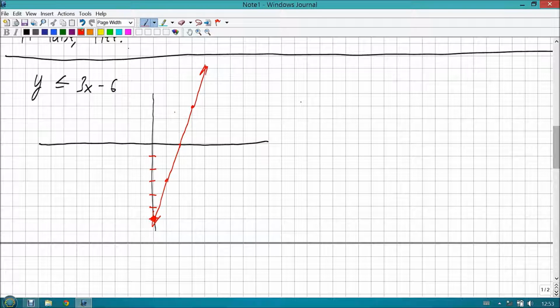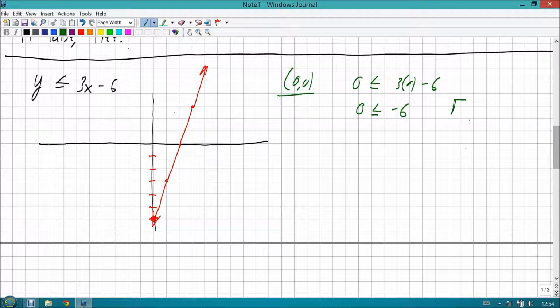Now I need a test point. Again, I'm going to use the test point 0, 0. I will use 0, 0 for every test point possible unless the line passes through 0, 0. Then I'll probably pick like 1, 1 or -1, -1 or something equally easy. I want my test point to be as easy as possible. So plugging in 0, 0, I get 0 is less than or equal to 3 times 0 minus 6. So I get 0 is less than or equal to -6.